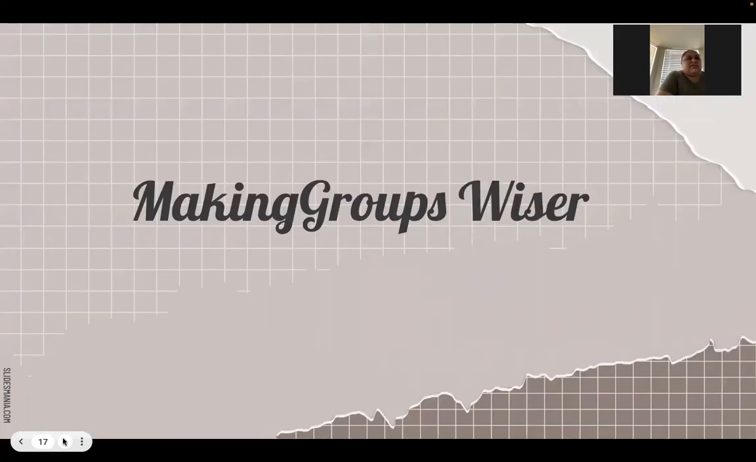Making groups wiser. The goal in group decision-making should be to aggregate information that members actually have and not let faulty information signals and reputational pressure get in the way.